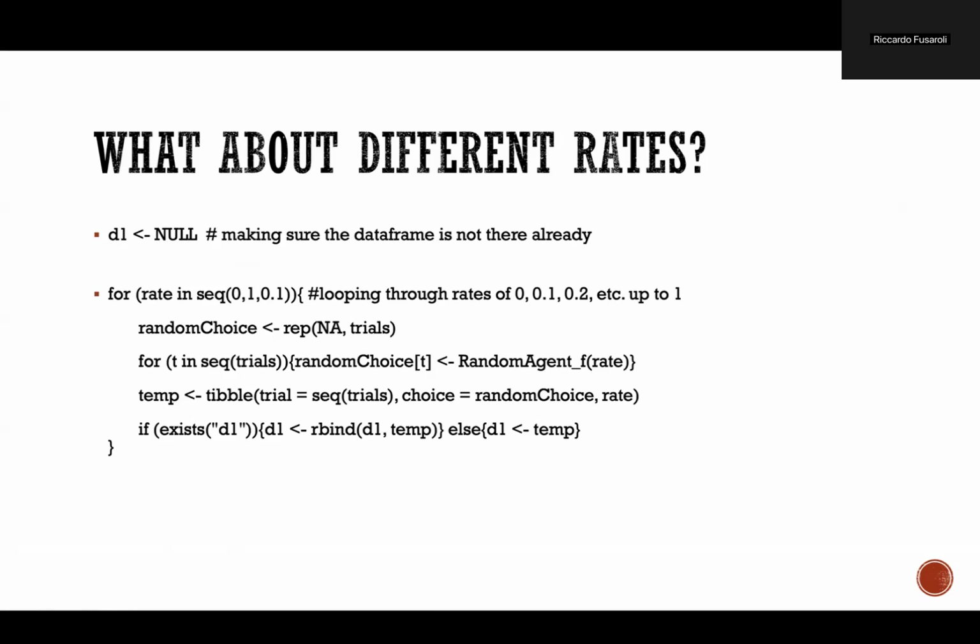We do exactly the same loop as before, moving through each of the trials, generating a random choice at times t for that rate. We create a temporary table with which trial we're at, which choice has been made, and what was the rate that generated the process. And then again, we can save it. If D1 already exists, we simply add temp to whatever was there. If it didn't exist, if it's the first rate we're testing, we just create a new D1, right?